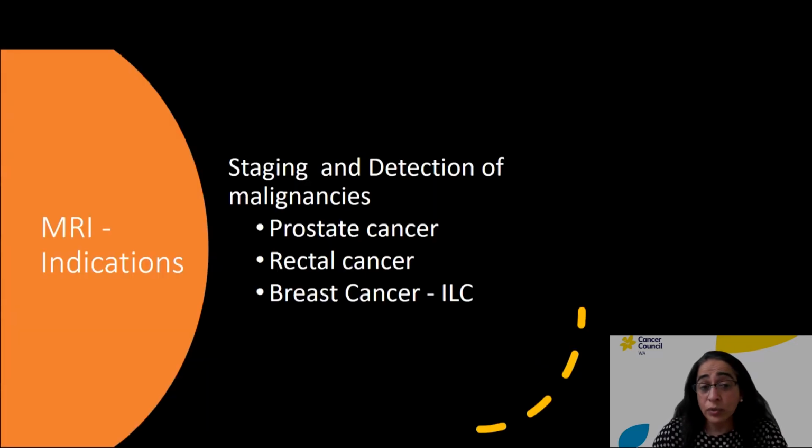MRI is useful in staging and detection of malignancies such as prostate cancer, rectal cancer, certain breast cancers like invasive lobular cancer, which are associated with a higher risk of cancer in the same breast and the contralateral breast. So studies have shown it to be beneficial in preoperative staging in invasive lobular breast cancers.